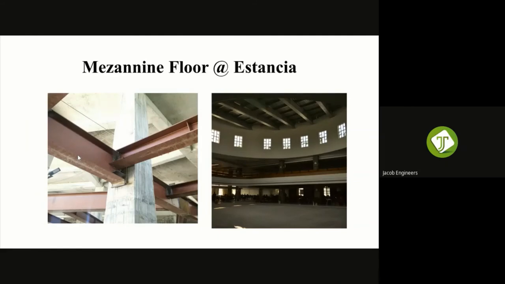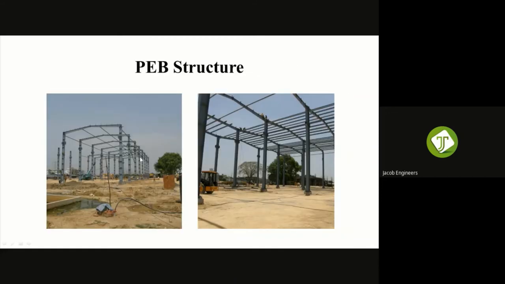And here is the mezzanine floor at Estancia. A mezzanine floor is an intermediate floor. You might have seen the Estancia Tower near SRM, near Katangalathur. There you can see the steel connections with the concrete, how it is attached, the bolted connections. And it's our PEB structure.